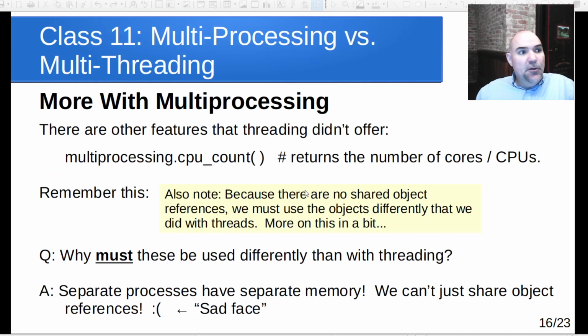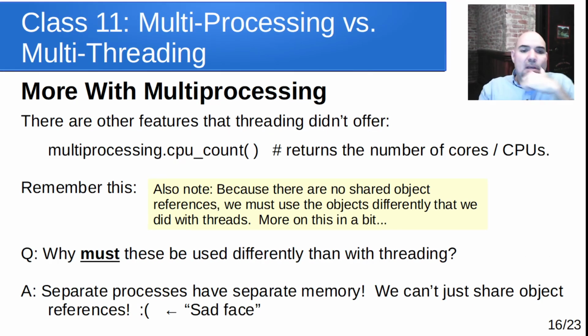So for CPU-bound operations, multiprocessing is good. Now, one thing to remember, though, that we should keep in mind is that because there are no shared object references, we have to use those synchronization and communication objects in multiprocessing differently than we did with threads. And we'll say more on that in a bit.